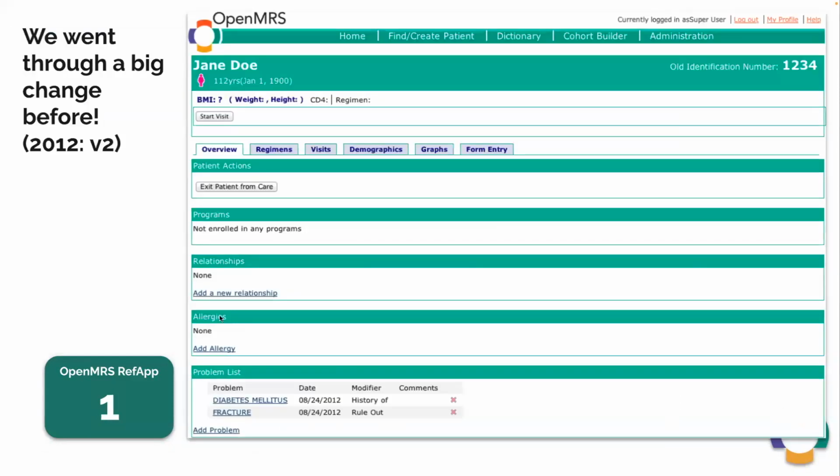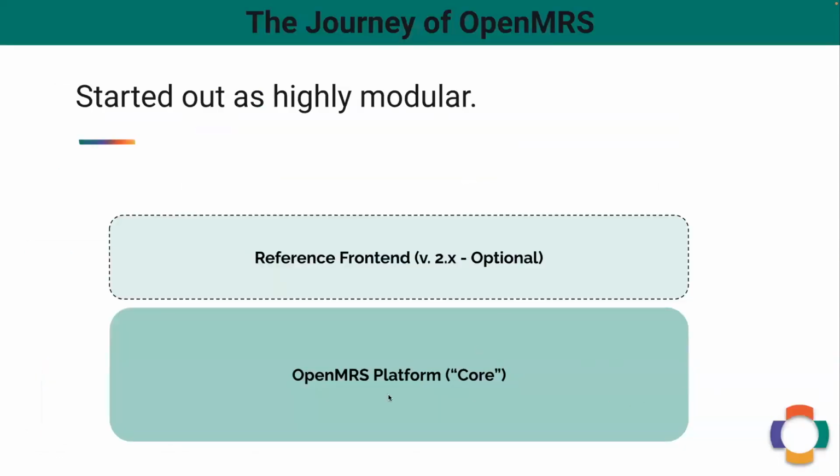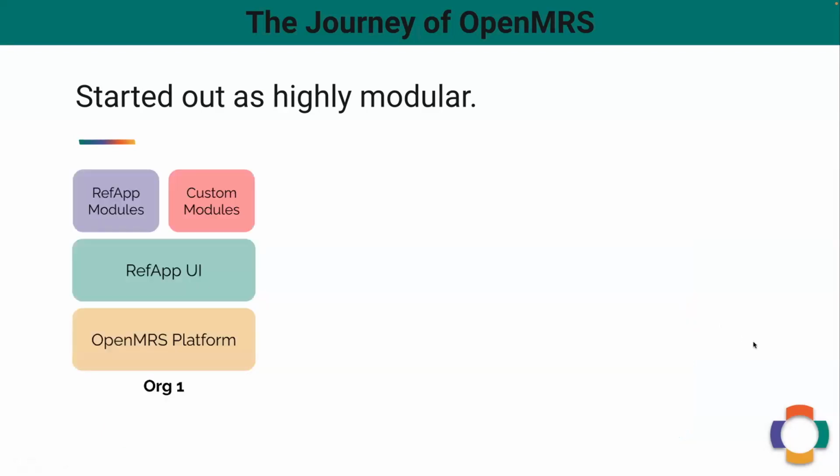Now with OpenMRS 3, oh, sorry, this is actually version 1. We've been through this change before. This was version 1 of our interface way back before 2012. And when we started out with our OpenMRS platform, we were highly modular. The focus of the community was not 100% the reference application together. Our focus was a bit more on the platform, and the reference front end or reference application was optional.